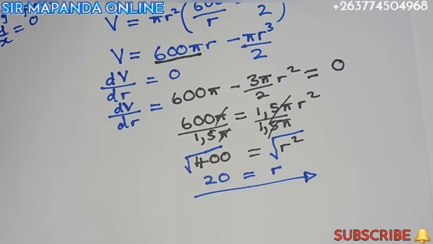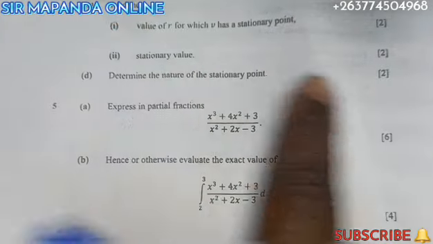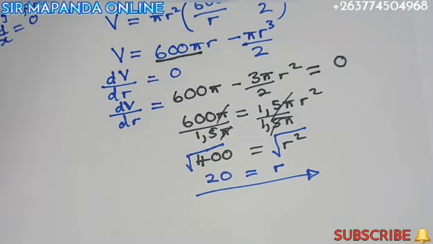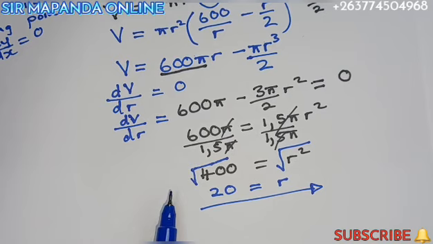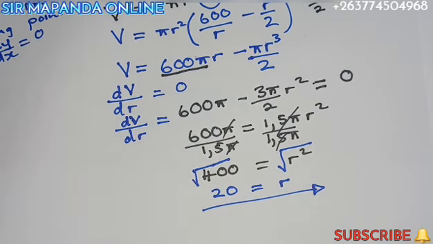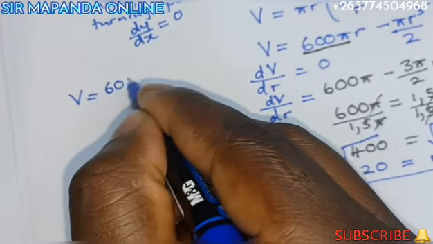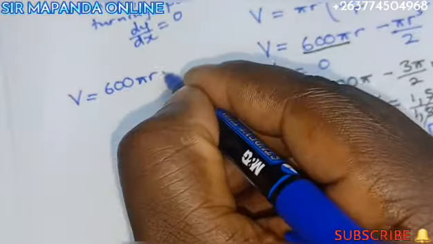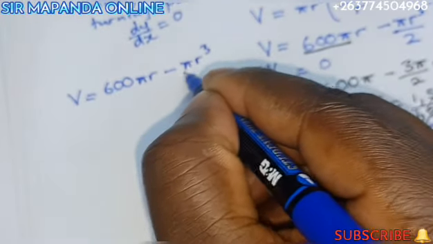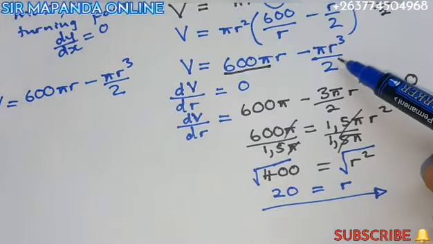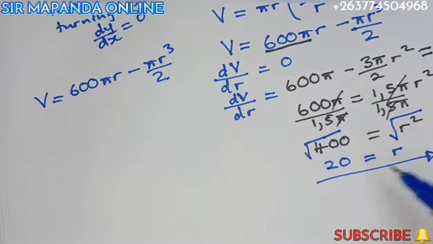Then they want you to find the stationary value. Find the stationary value, 2 marks. So the stationary value is the value of volume at which r is stationary. I hope you are following. So I'm going to plug 20 in the expression of volume. Remember, the expression of volume, we got V is equals to 600 pi r minus pi r cubed over 2. This is the volume expression that we got in part B. So on r, I'm going to put 20.